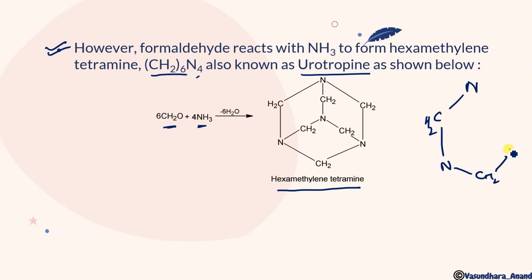Yes, any doubt in this? Now this 3N is there. So all these 3N will be attached with another N, but in between, the CH2 group will be there. Got it? Like this. So this is urotropin. I hope it is clear how to draw the structure.